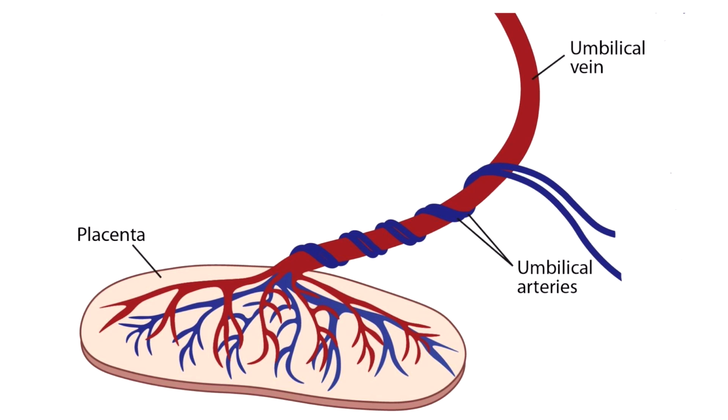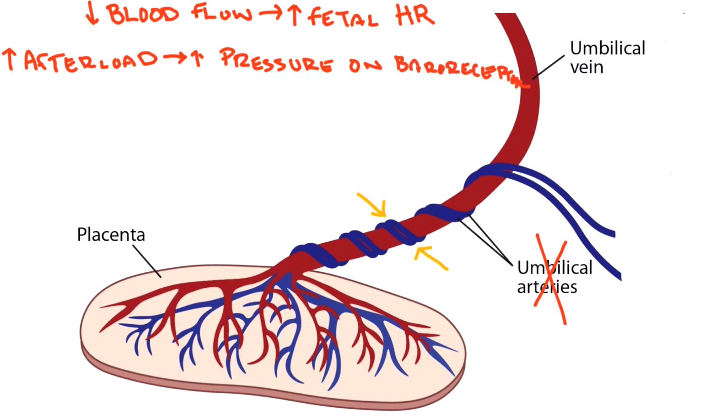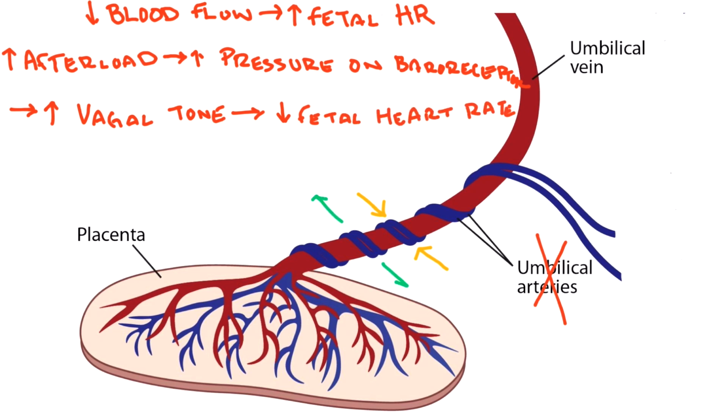Recall that veins contain less smooth muscle and collagen than arteries, so pressure on the umbilical cord initially occludes the umbilical vein. This results in decreased fetal blood flow, and eventually an increase in fetal heart rate due to sympathetic nervous system activation. Then the umbilical arteries are occluded, and this causes increased afterload. High afterload exerts increased pressure on the fetal carotid baroreceptors, which in turn will increase the vagal tone. Increased vagal tone will then decrease the fetal heart rate. Finally, pressure relief off the cord results in normalization of the fetal heart rate.